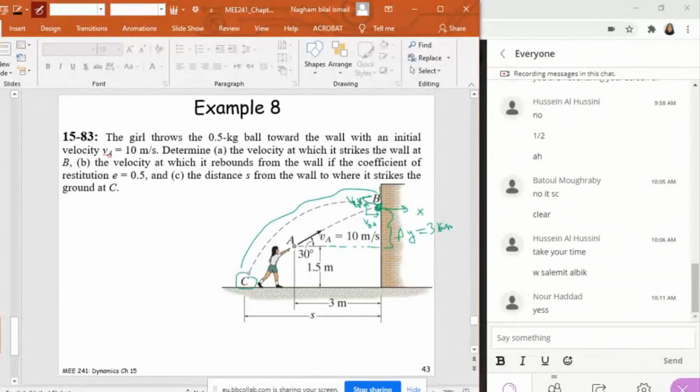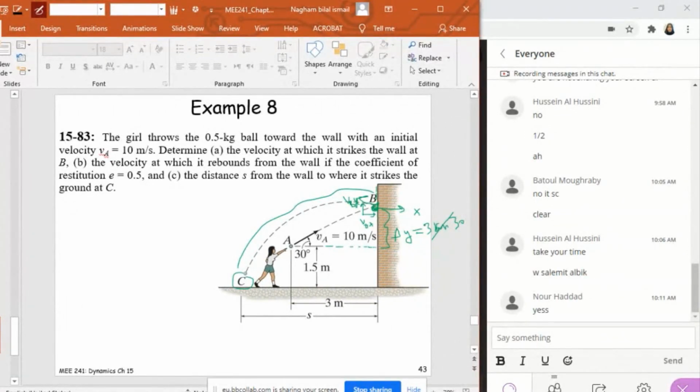Is this correct? It's not. Why? Because in fact, guys, this is not a straight line, all right? This is a projectile motion, which means this is not a straight line. This is a curved line, okay? It seems like a straight line, but it's not, all right?